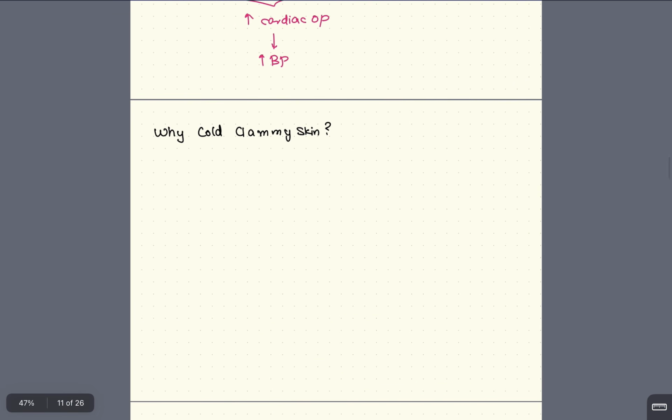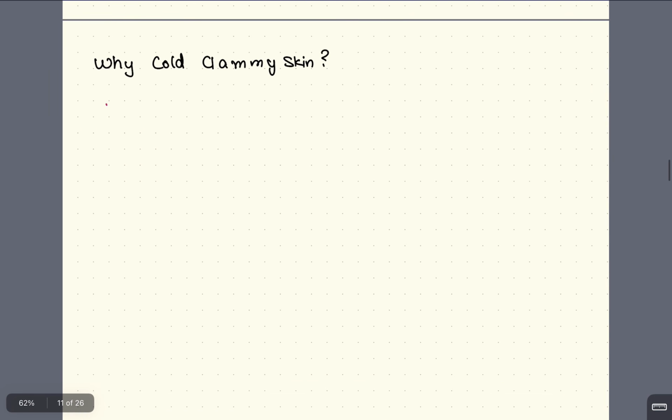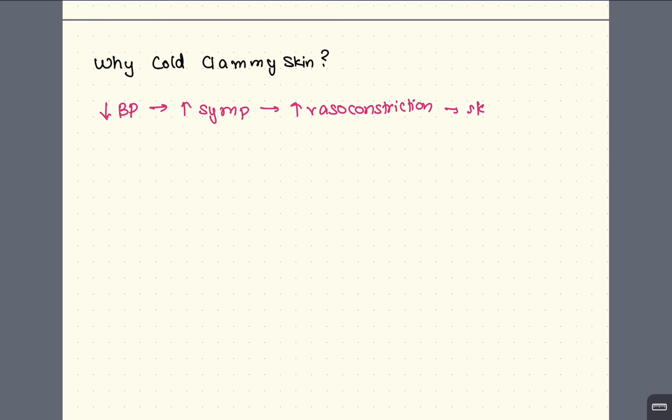Okay, so cold clammy skin, as we already discussed, what is the main problem? There's a decrease in BP. Now because of decrease in BP, there is increased sympathetic discharge. Now because of increased sympathetic discharge, there is vasoconstriction. So vasoconstriction is mainly seen in skin, skeletal muscles, renal vessels.